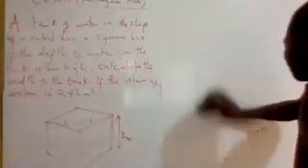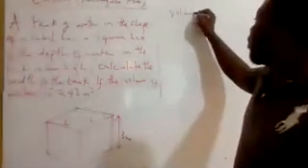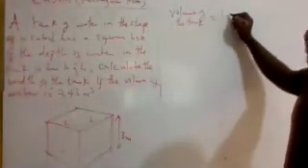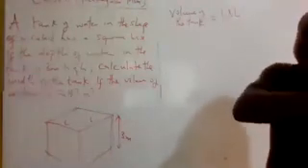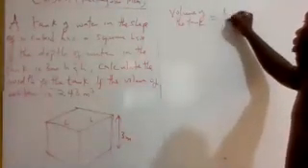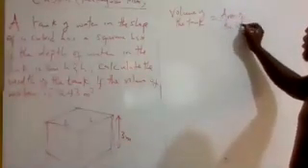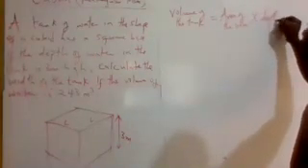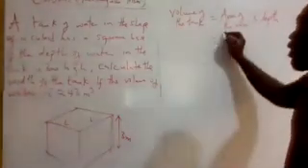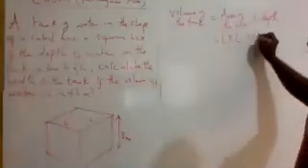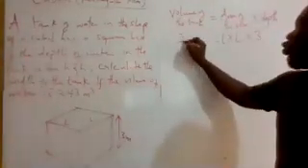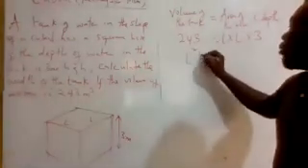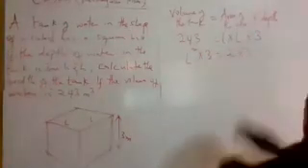That would mean that the volume of the tank is equal to length times length, that is the area of the base, multiplied by the depth or the height. Area of the base will be L times L, and then the depth is 3 meters. Remember that the volume of the tank is 243. So that would mean L squared, because L times L multiplied by 3 is equal to 243.